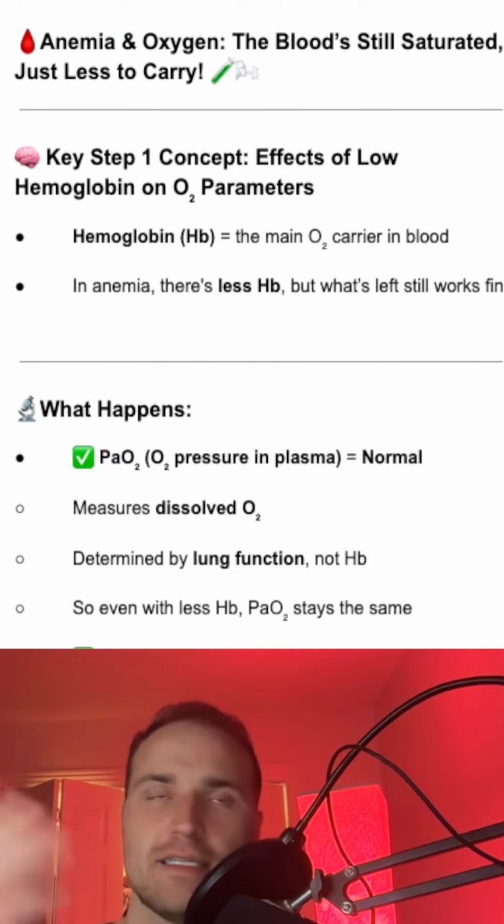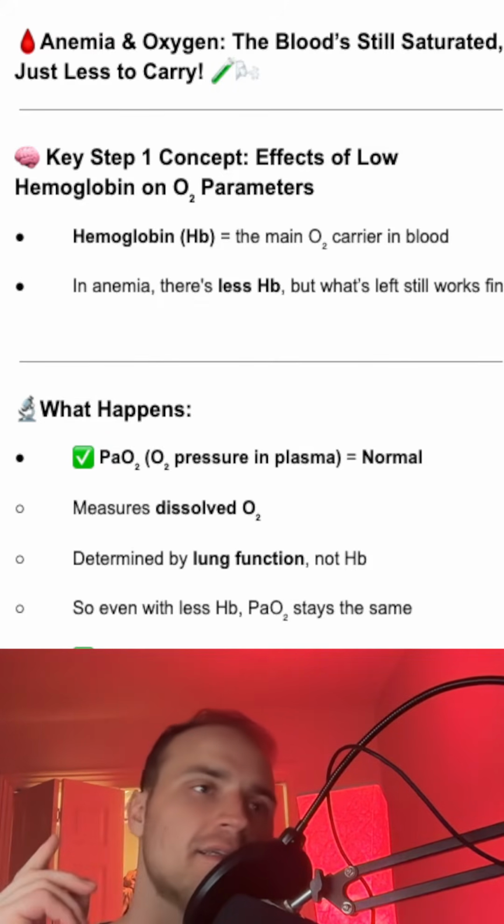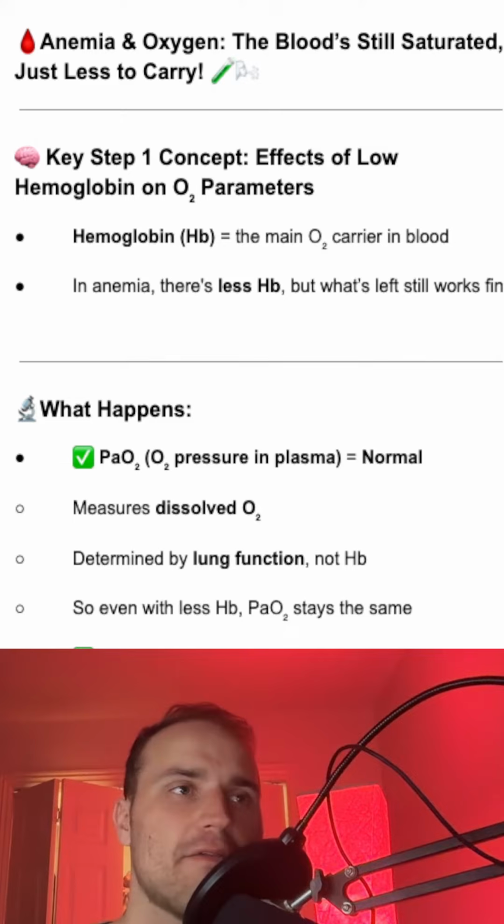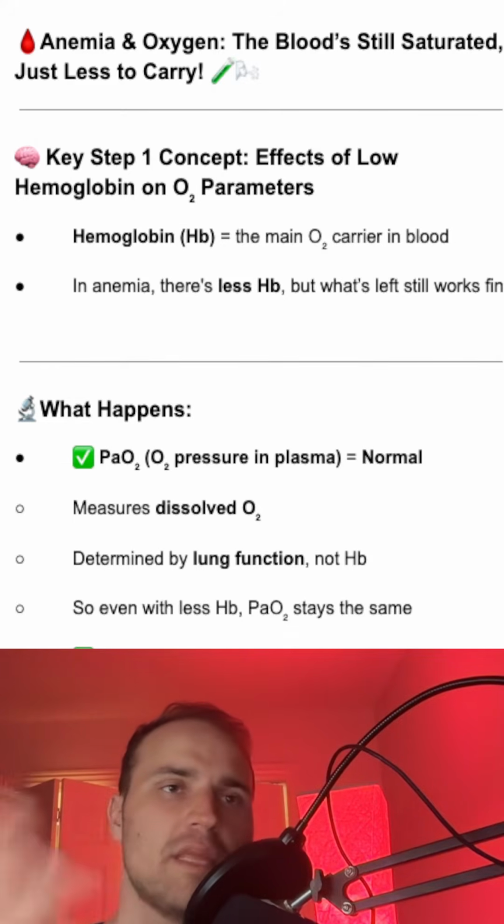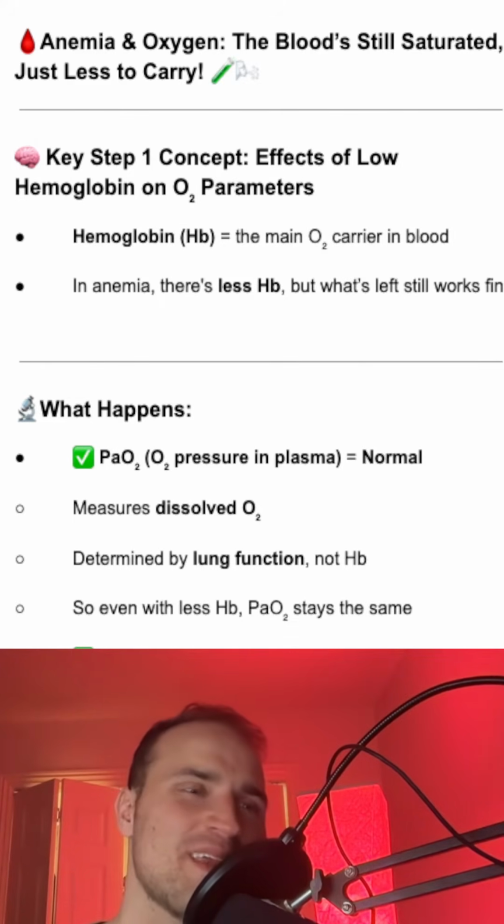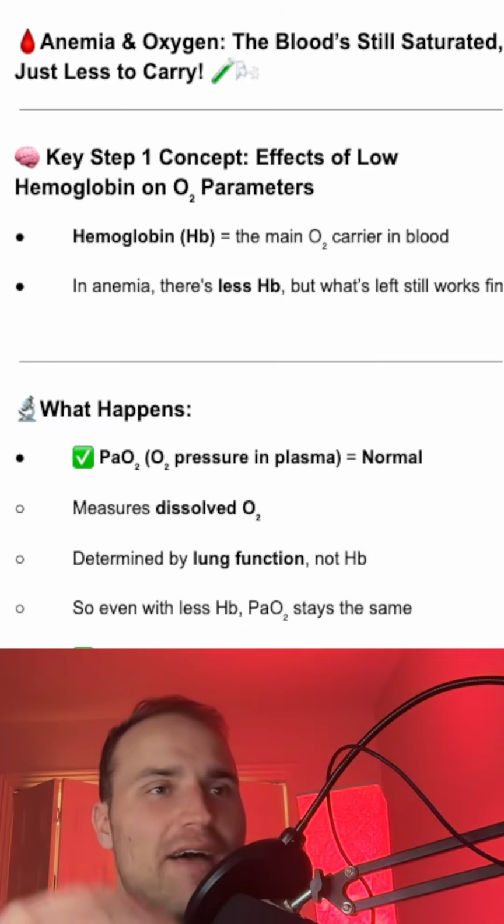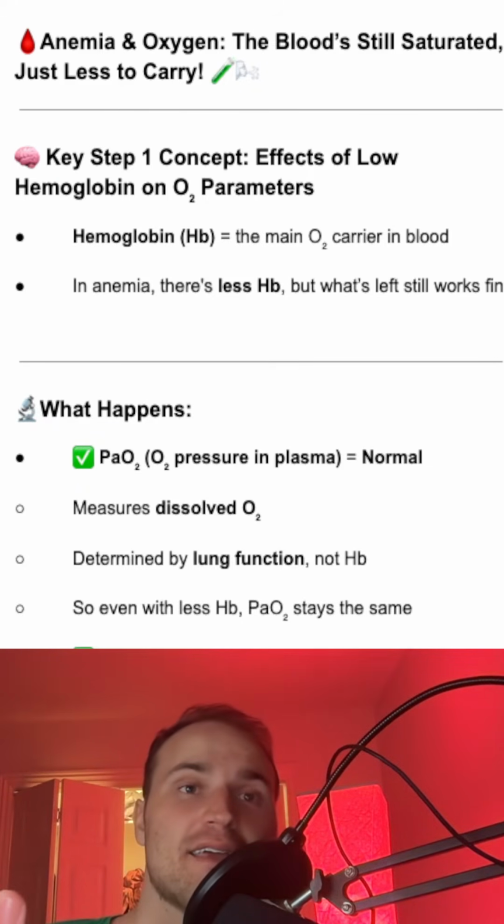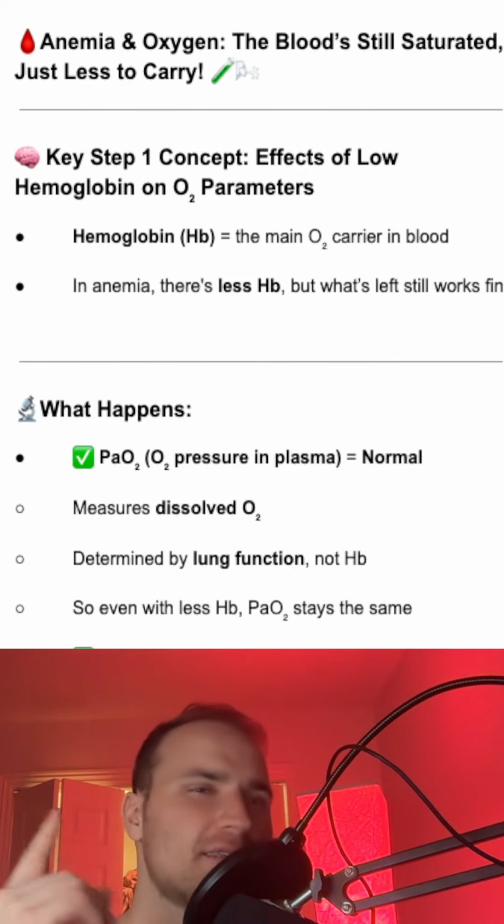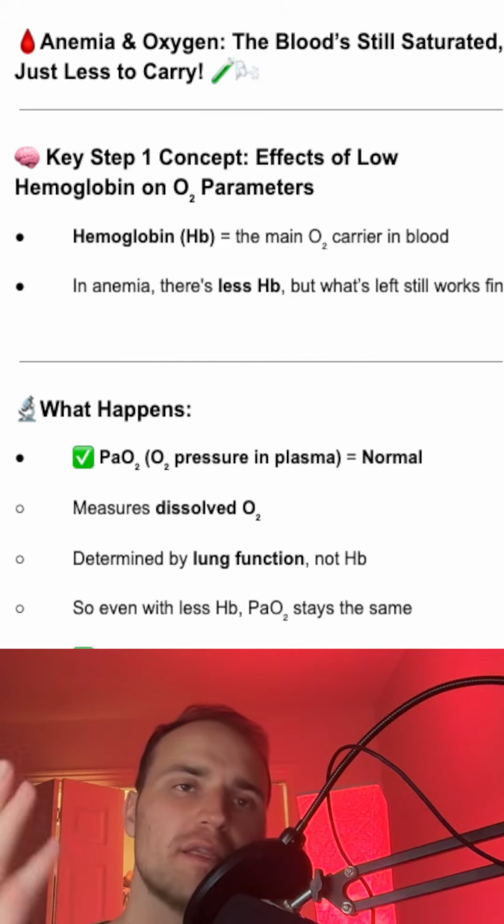O2 content is the total delivery, and it depends on how many trucks you have, right? How many hemoglobins you have. So in anemia, you don't have as many trucks as you'd like, right? But are they full? Yeah, they're full. But the total oxygen delivered is still lower.